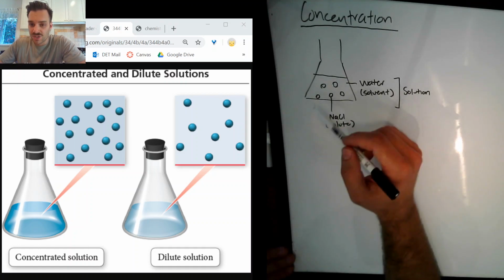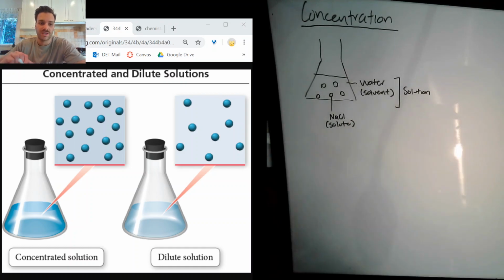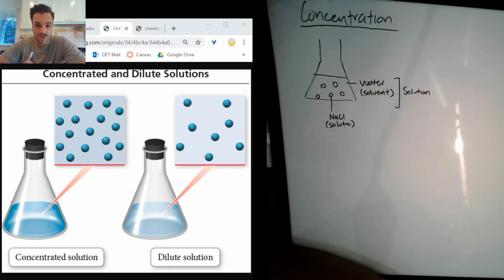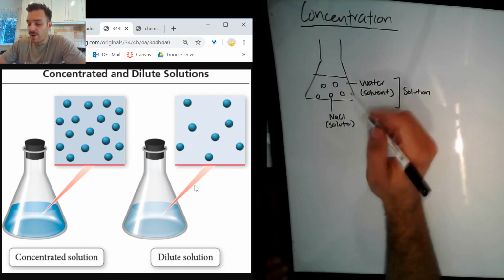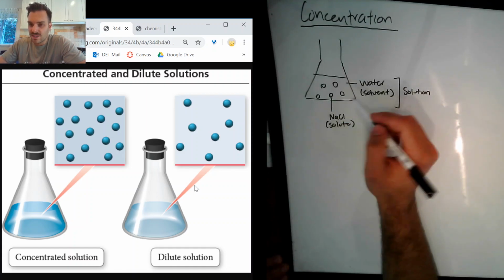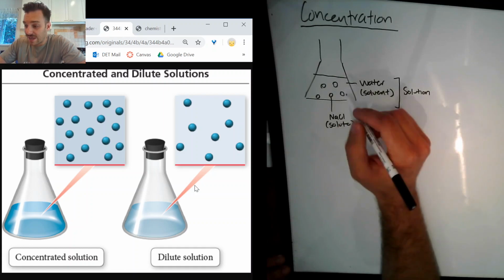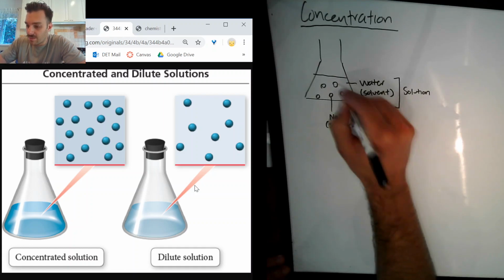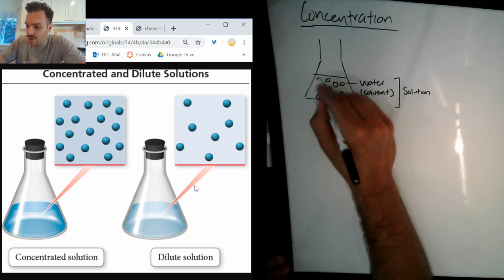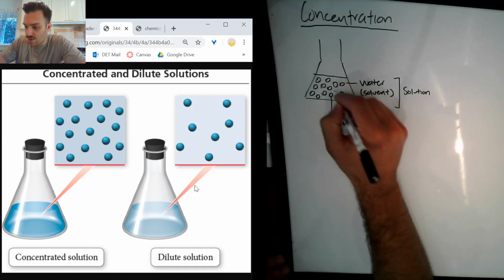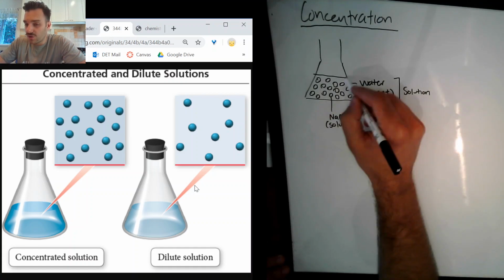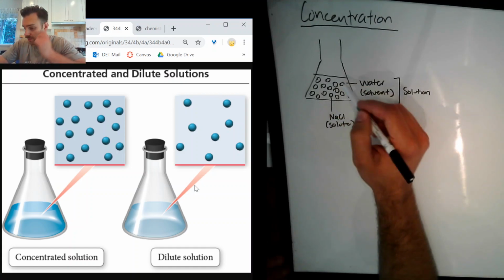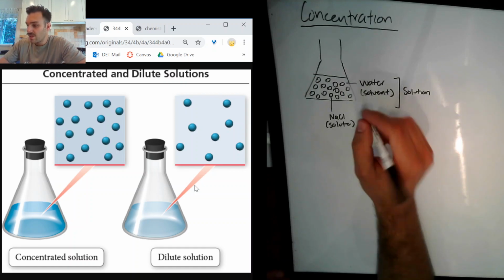Now, there's two types of solutions that we talk about. We talk about concentrated solutions, where there is a lot of solute dissolved in a solvent, and a dilute solution where there's not much solute dissolved in a solvent. So right now, our salt solution here, you could consider arbitrarily to be a rather dilute solution. If we added more solute particles, we could say that this solution is now rather concentrated. Notice that the volume hasn't changed at all. I've just added more solute.